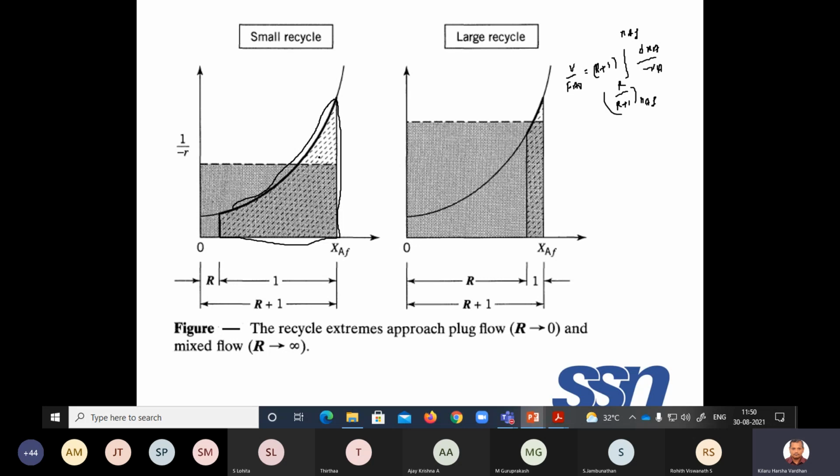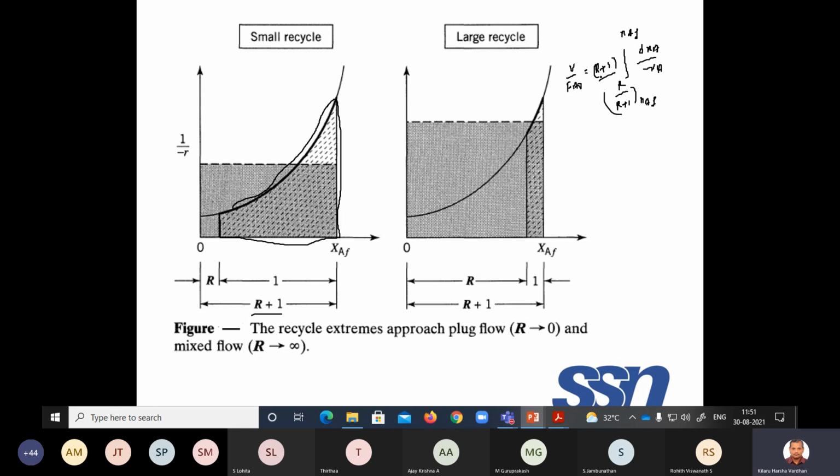So this is not there, this is there. So you are assuming this is equal to this, and then you can calculate the area of a rectangle. So this small thing is the R component, and this big thing is the big component. The entire thing will become the R plus 1 component. That is the volume required for the entire thing.